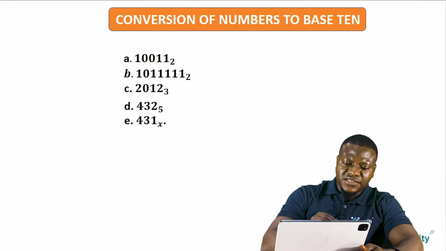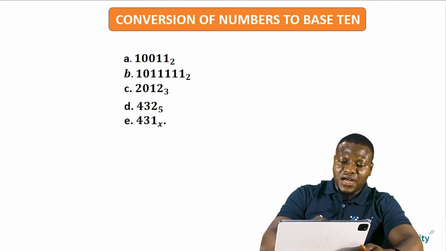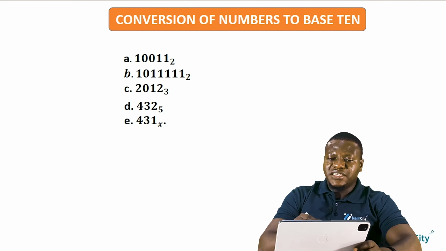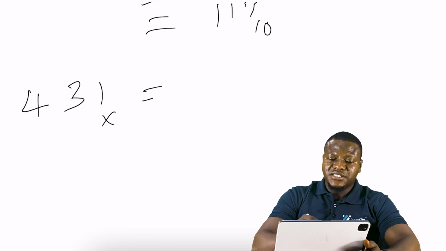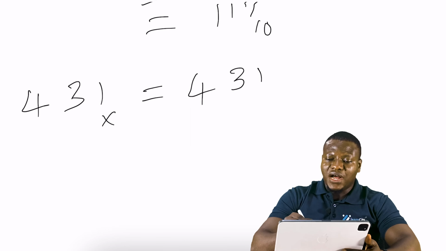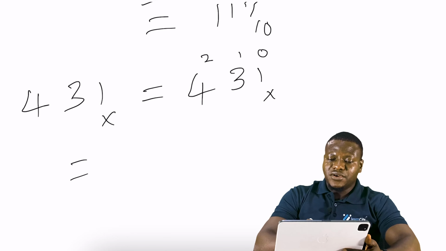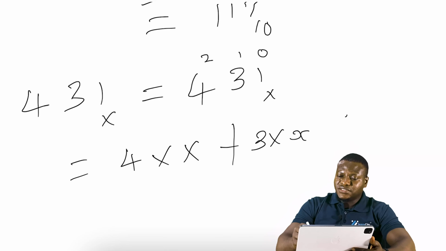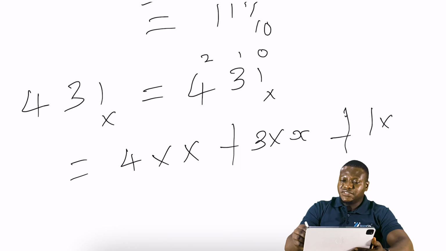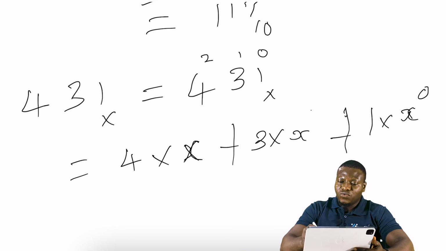Now I'm going to take the last example on this topic, conversion of number to base 10. Convert 431 base x to a number in base 10. If I'm converting 431 base x to a number in base 10, this is going to give me 431 base x with positions 0, 1, 2, and this is going to give me 4 times x plus 3 times x plus 1 times x. I will start from behind and then label it. This is 0, 1, 2.